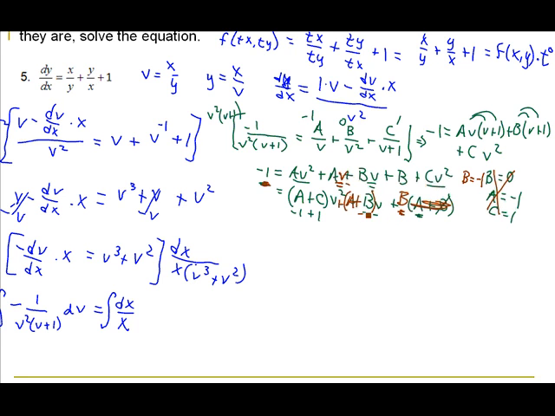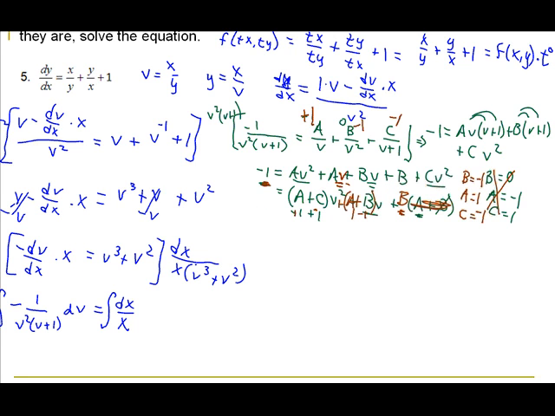If b is -1, and I know that my v terms don't exist on the left side, I know that a has to be 1. 1 minus 1 gives me 0v. So a is 1. And if a is 1, I know that my v squared terms have to cancel out, so c is going to be -1. So a is 1, b is -1, c is -1.